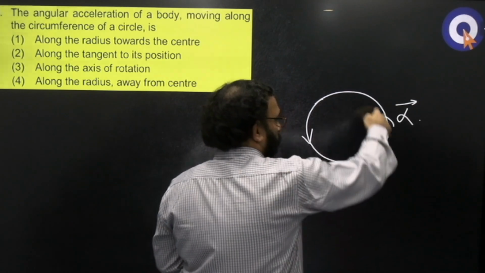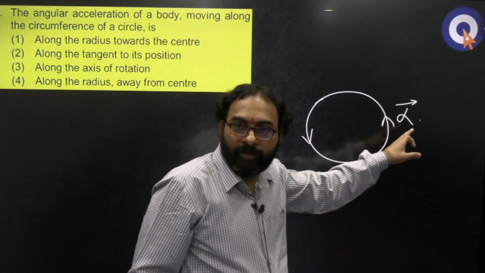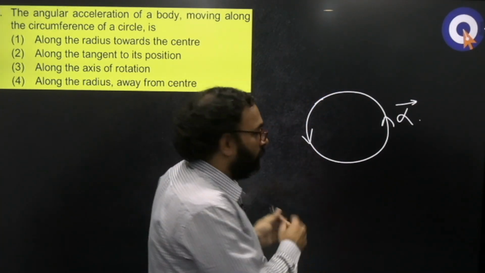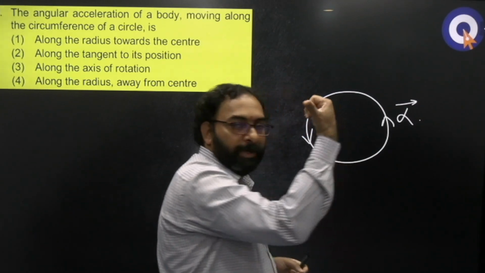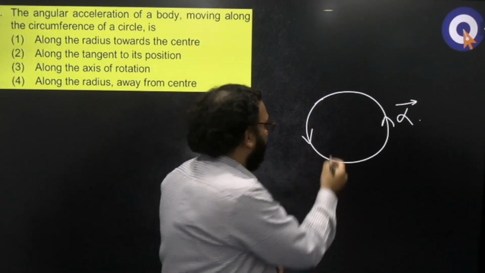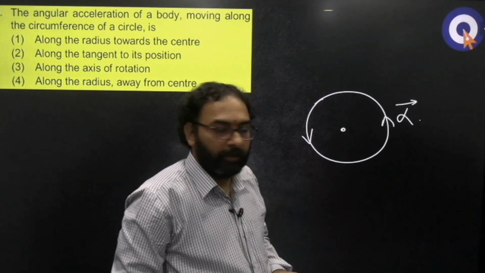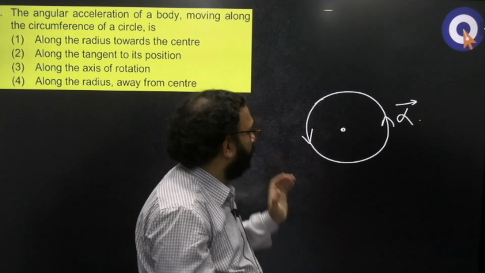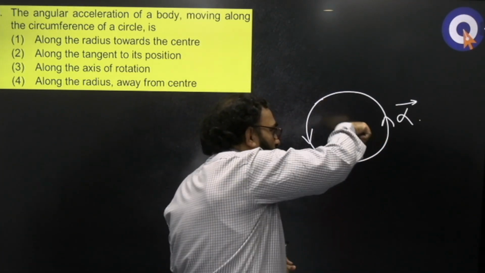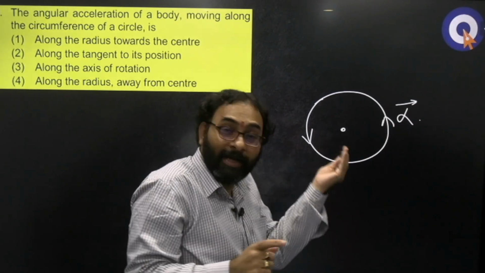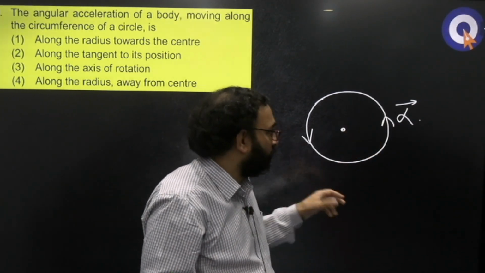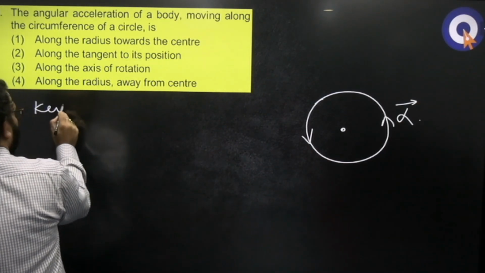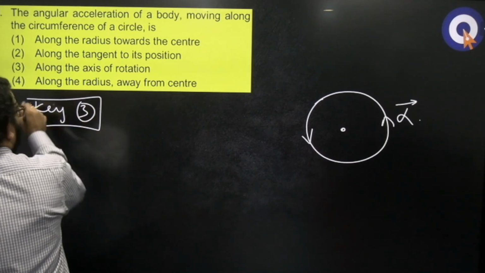If the body is rotating with angular acceleration alpha in an anti-clockwise direction, then curl the fingers this way, and the thumb indicates outside, out of the plane. So it is along the axis, out of the plane. If the same body is rotating in the clockwise sense, then curl the fingers this way and the thumb indicates inside, into the plane, again along the axis of rotation. Alpha direction is along the axis of rotation. Key is 3, along the axis of rotation.